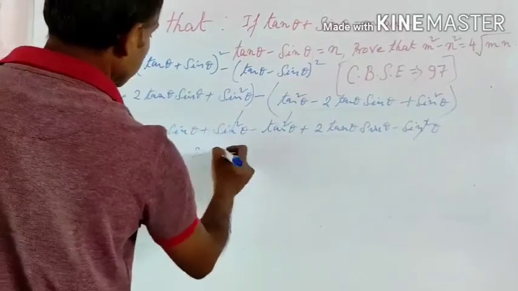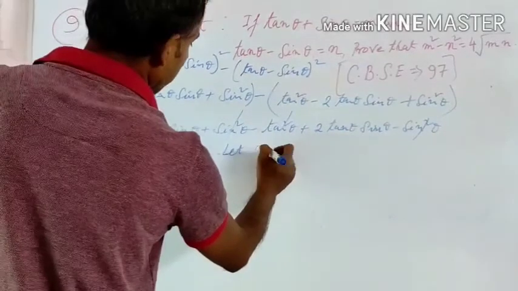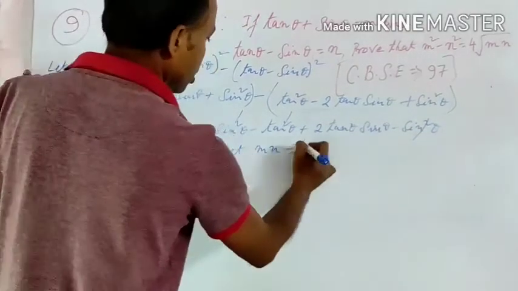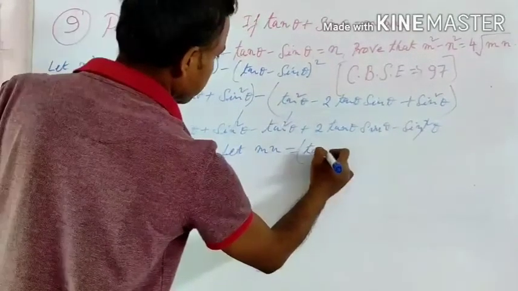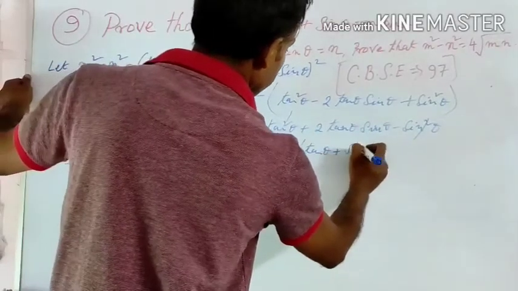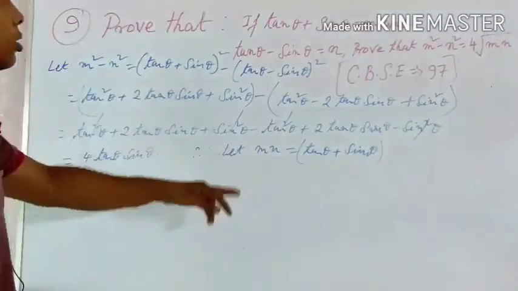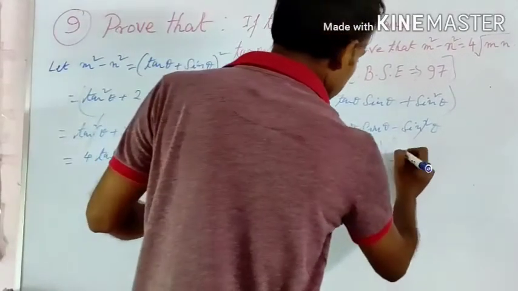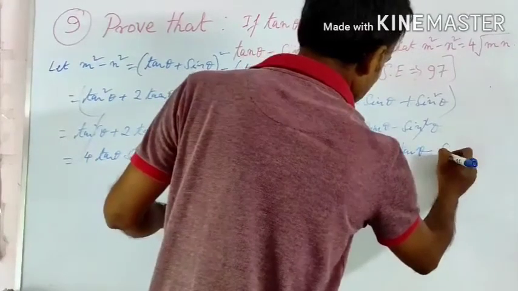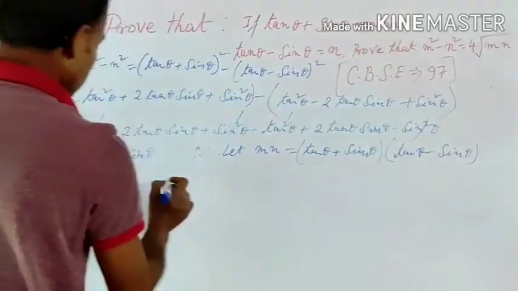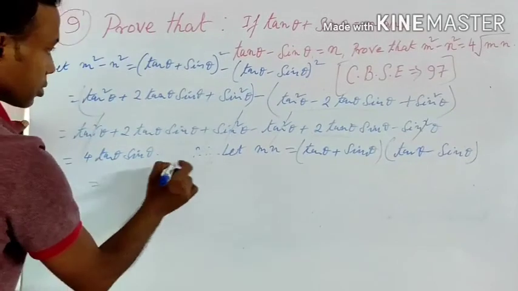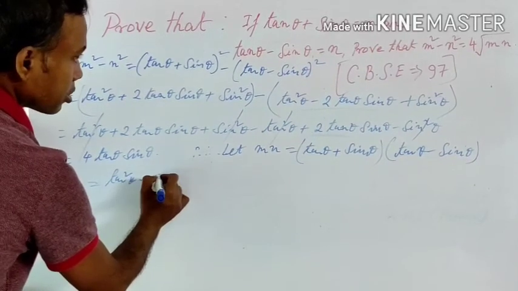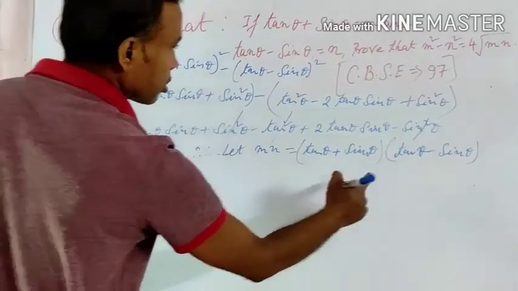Okay, now right hand side is equal to what? Now let mn is equal to what? Put the value of m is equal to tan theta plus sin theta, and n is equal to what? n is equal to tan theta minus sin theta, which is equal to tan square theta minus sin square theta. This is minus.